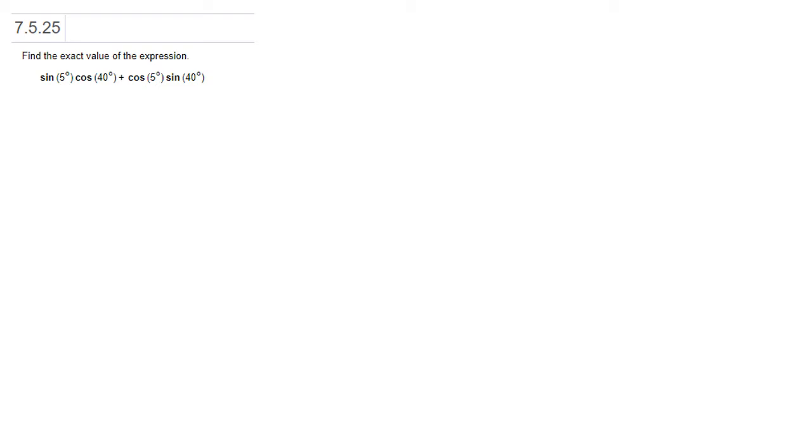Okay, this is very similar, but a little bit in reverse. We've got it set up as a sine of something, cos of something, cos of something, sine of something. And 5 degrees and 40 degrees I can't immediately work with. However, this very closely matches the sum formula for sine, which I'm copying again here.